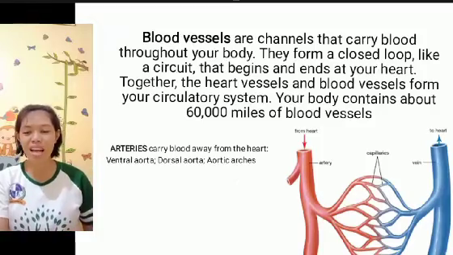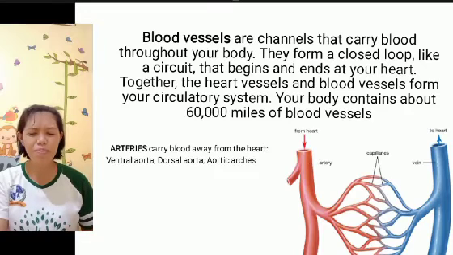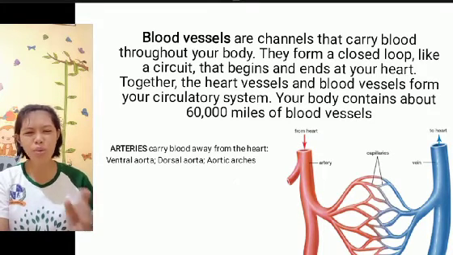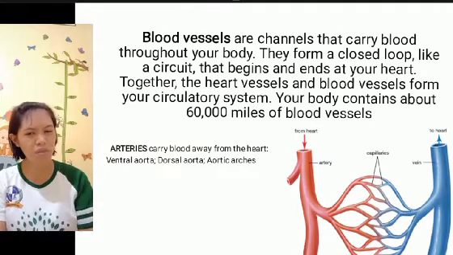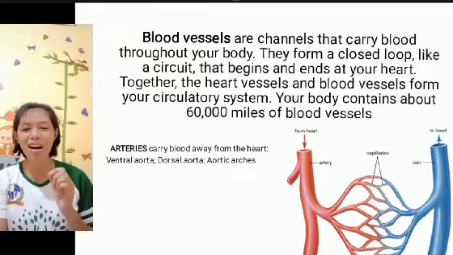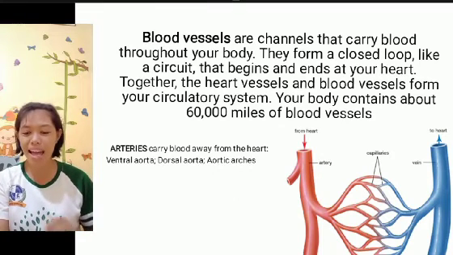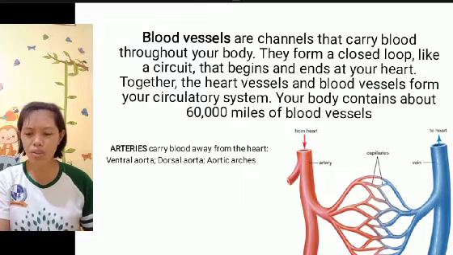Blood vessels are channels that carry blood throughout your body. They form a closed loop, like a circuit that begins and ends at your heart. Blood flows coming from the heart and then goes back to the heart. That is the function of our blood vessels, and together the heart, vessels, and blood form your circulatory system.